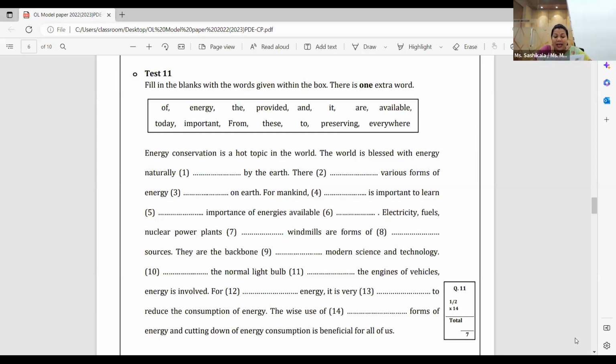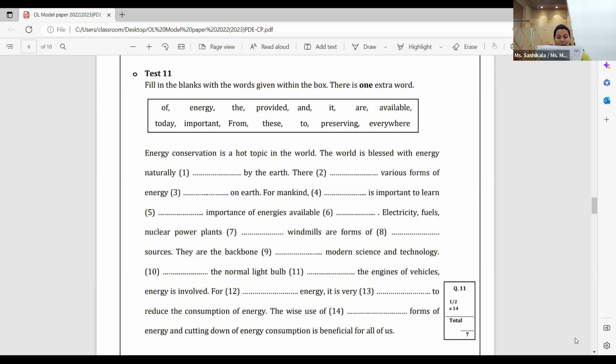Number 6 is today. Electricity, fuels, nuclear power plants. When you keep on saying words, at the end when you join the two words you put and. Right now here, see, electricity, fuels, nuclear power plants, and the last word is windmills. So here we put and. Electricity, fuels, nuclear power plants, and windmills are forms of energy sources.